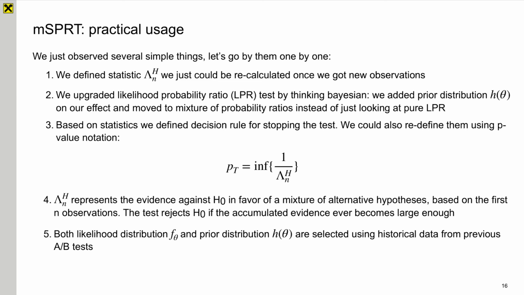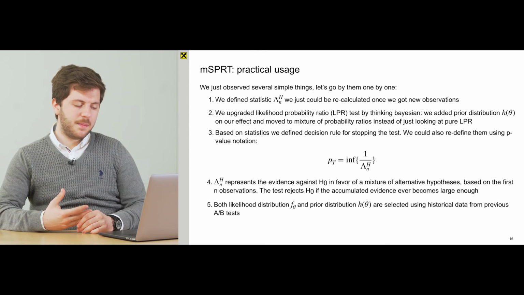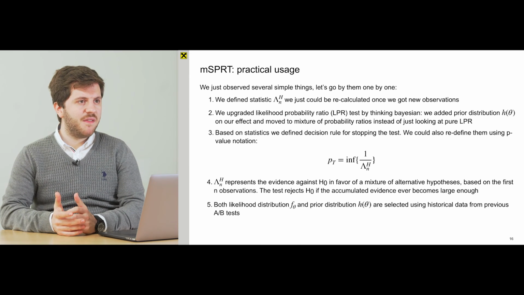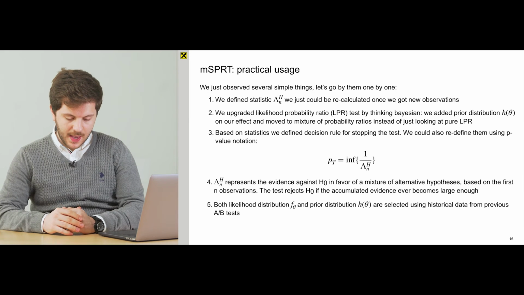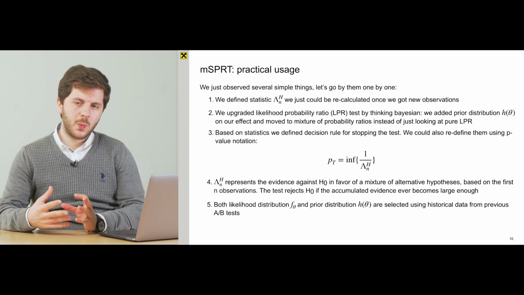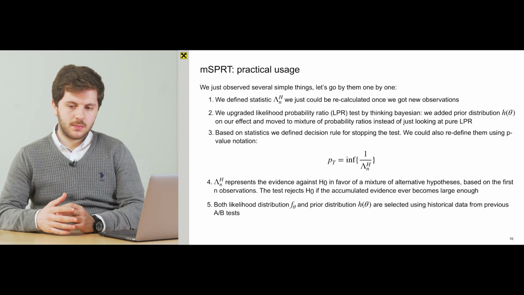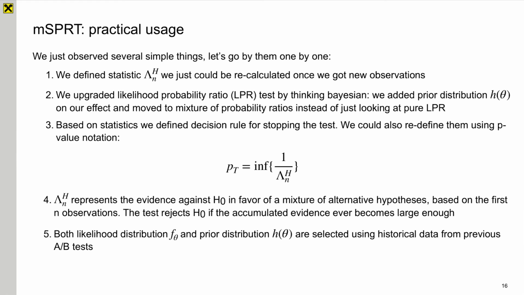The third thing that we did is we defined a decision rule for stopping the test. We also could define how to calculate p-value for valid p-value process, and it simply is 1 divided by statistic lambda. And actually our statistic lambda, if we are talking about some intuition there, represents the evidence against null hypothesis in favor of mixture of alternative hypotheses. And if we accumulated enough evidence, I think it means that we could reject null hypothesis and say that the effect exists. And the last question you probably want to ask me is how to find likelihood function and prior distribution. And the answer is simple. You should use your historical data and find such distributions that fit your data best.